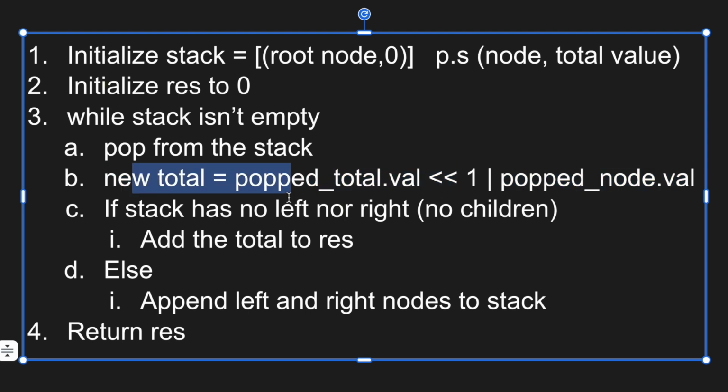Now after getting the total, if the node has no left nor right, meaning it's a leaf node with no children, then we can add the total value to the result because that means we have made it to the last node. Otherwise, if it has a left or right, then we don't add the total yet, but we add the left and right nodes to the stack. And we will continue that until the stack is empty, and then we can return result.